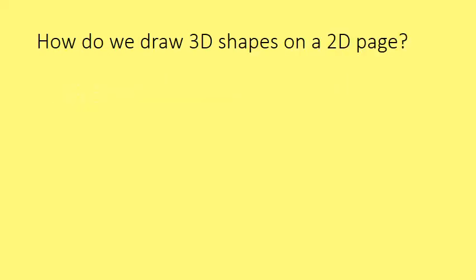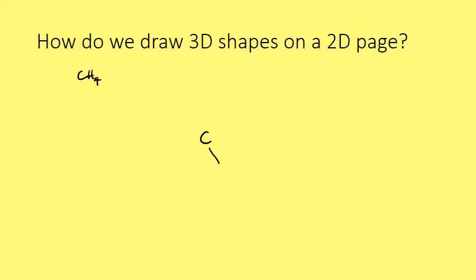But the first thing we need to know is how to draw 3D shapes on a 2D page. So I'm going to demonstrate this with a methane molecule, which you know is CH4. We're going to draw a methane molecule, CH4, in 3D. Of course, it's got 4 bonds, and it's going to be a tetrahedral shape.